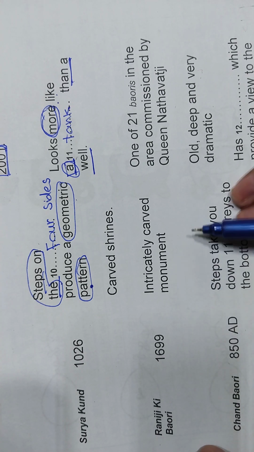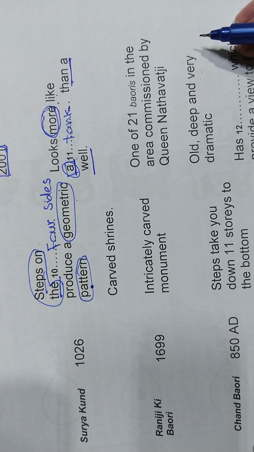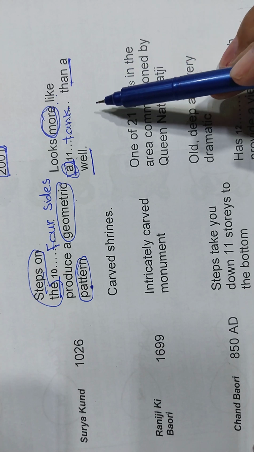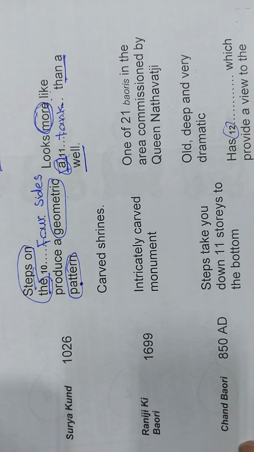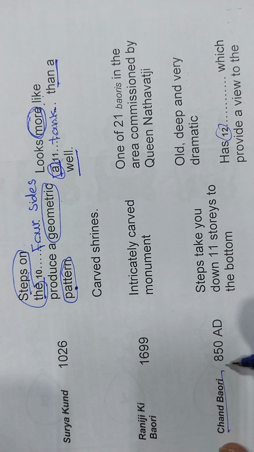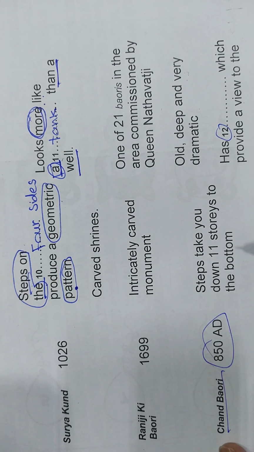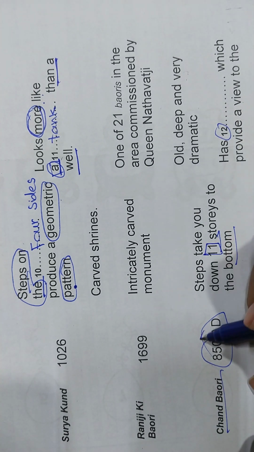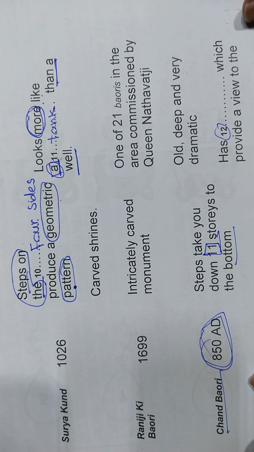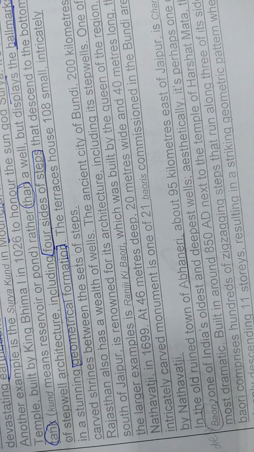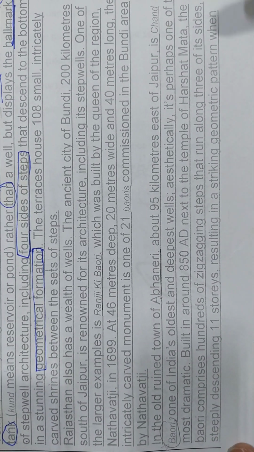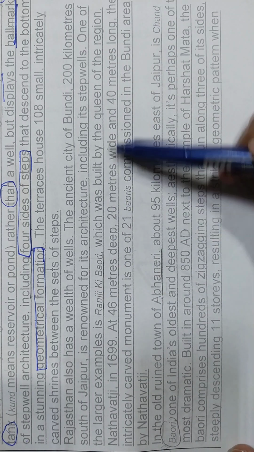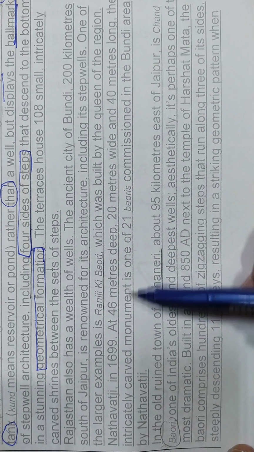Next, we are supposed to go for question number 12. Chand Bori, 1850. Steps will take you down 11 stories to the bottom. So first we are supposed to find 1850 AD. So where can we find the word 1850? Immediately please move your eyes.